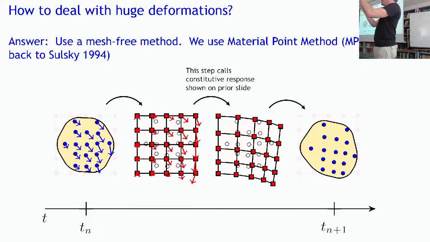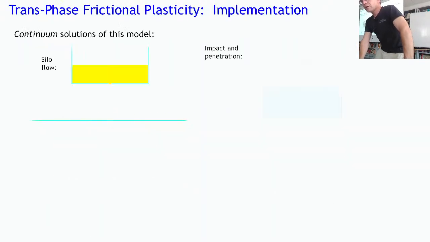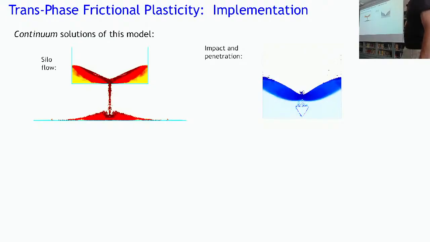It's like a floating finite element step. But because the grid is not persistent, I don't get persistent mesh deformation that would cause all the errors that I talked about. Everything is persistently maintained only on the points. So here's what it looks like if I take the very simple granular continuum model from the last slide and implement it with MPM. Okay, so this is complete emptying of a silo.